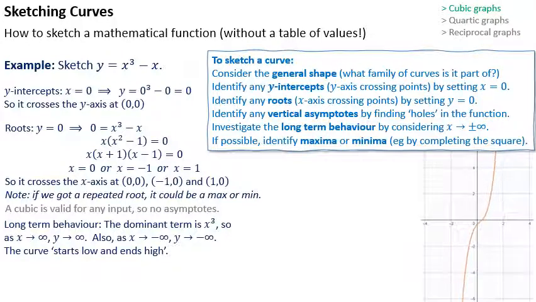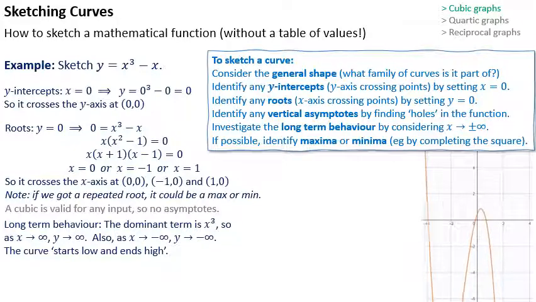The last thing we would normally look for is any turning points. Is there a maximum point somewhere? Is there a minimum? If we had a quadratic, we could complete the square. Once you've learned a little bit of calculus, we can use differentiation to identify places where the gradient of the curve is 0, and that would help us to pinpoint exactly where those turning points might be.